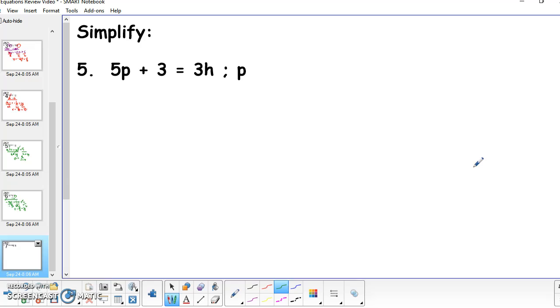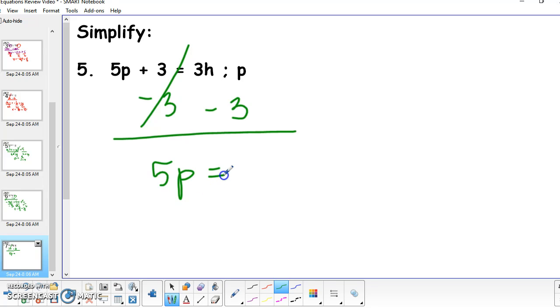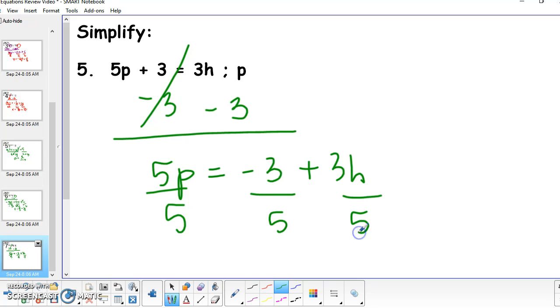Last example before you try on your own. 5p plus 3 equals 3h, and it solves for p. All right, so let's move that 3 over to get the p on a side by itself. Keep in mind, I cannot combine that negative 3 with the 3h. They are not like terms. Now, I just divide everything by 5. P equals negative 3/5 plus 3/5 h. Please do not start dividing and giving me decimals. Leave it as a fraction. It is okay to have fractions in equations.